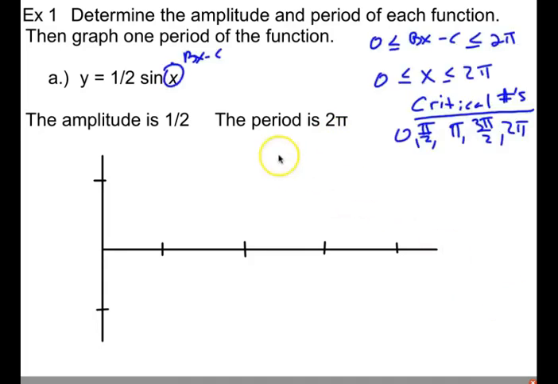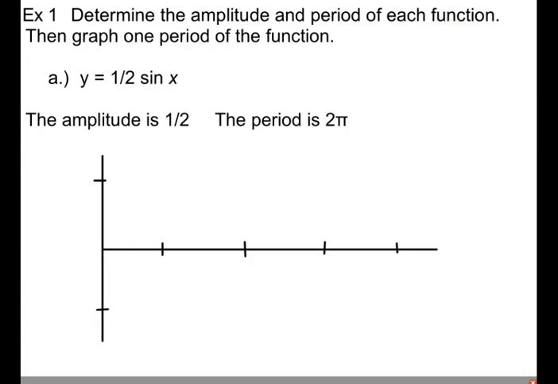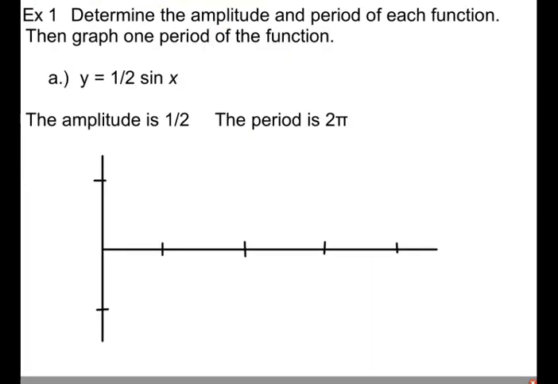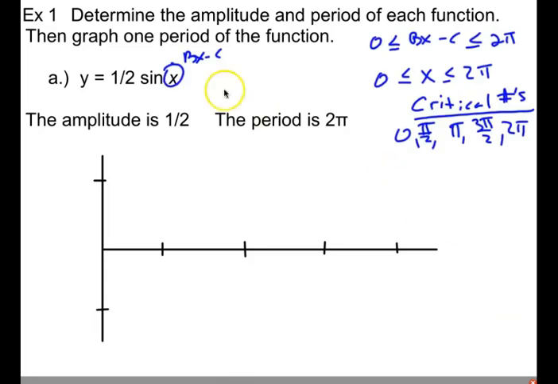So I'm not changing anything because 2 pi divided by 1 is 2 pi. So I'm going to find my critical values. Well, what's in here is really bx minus c. By the way, if I only have x, I'm always just going to go from 0 to 2 pi, because b is 1 and c is 0 in this case. If I'm not multiplying anything by the x or adding or subtracting anything, it's always going to go from 0 to 2 pi.